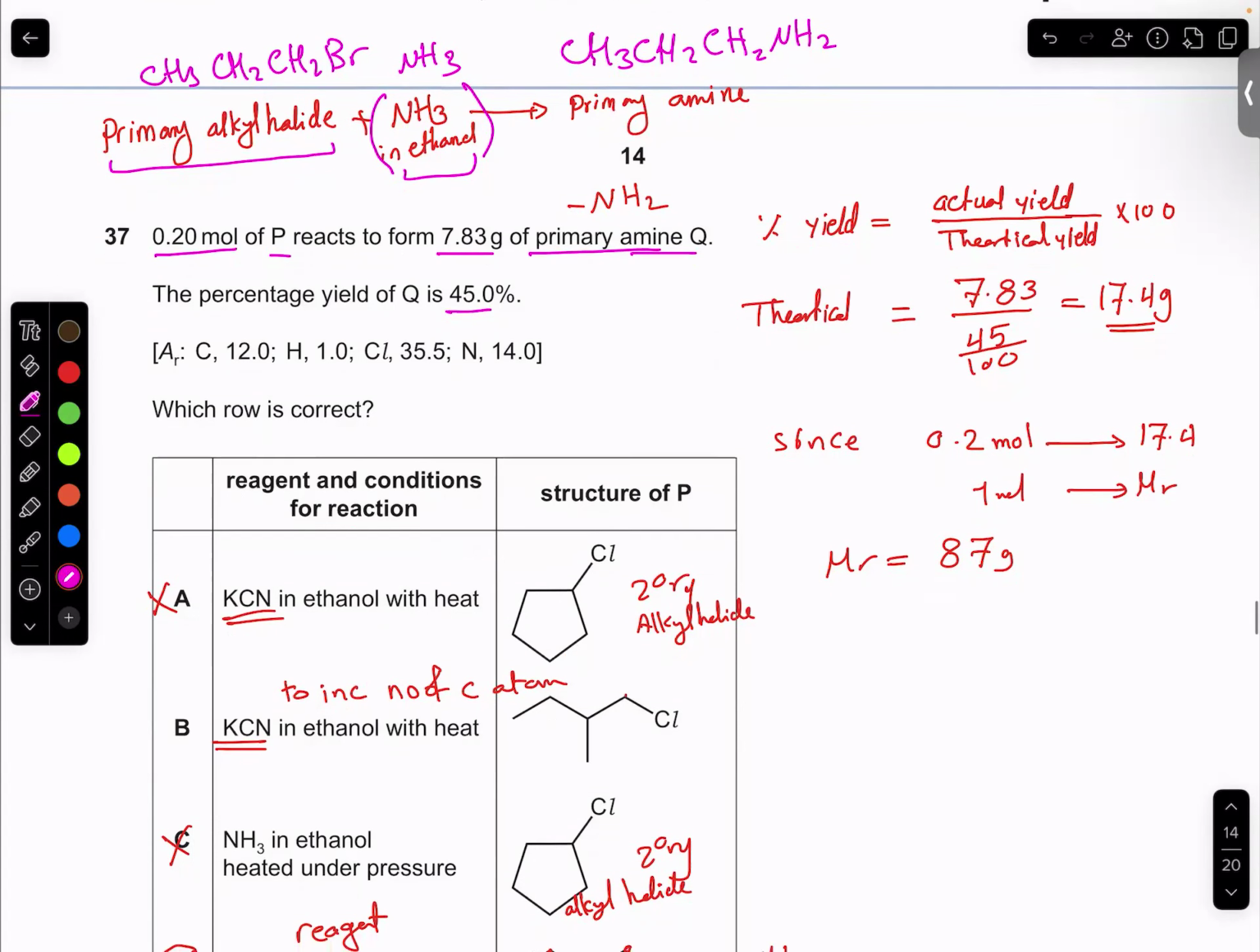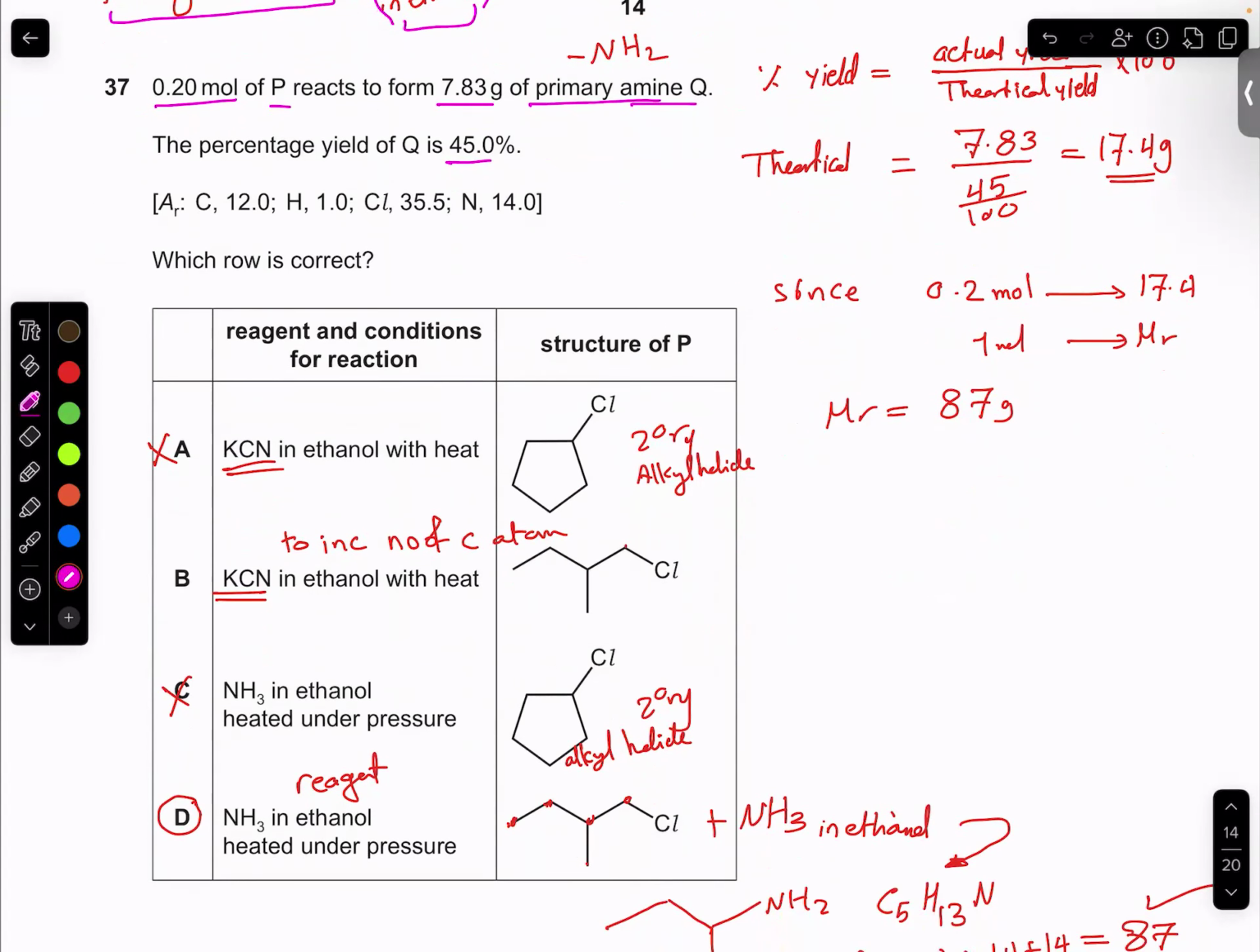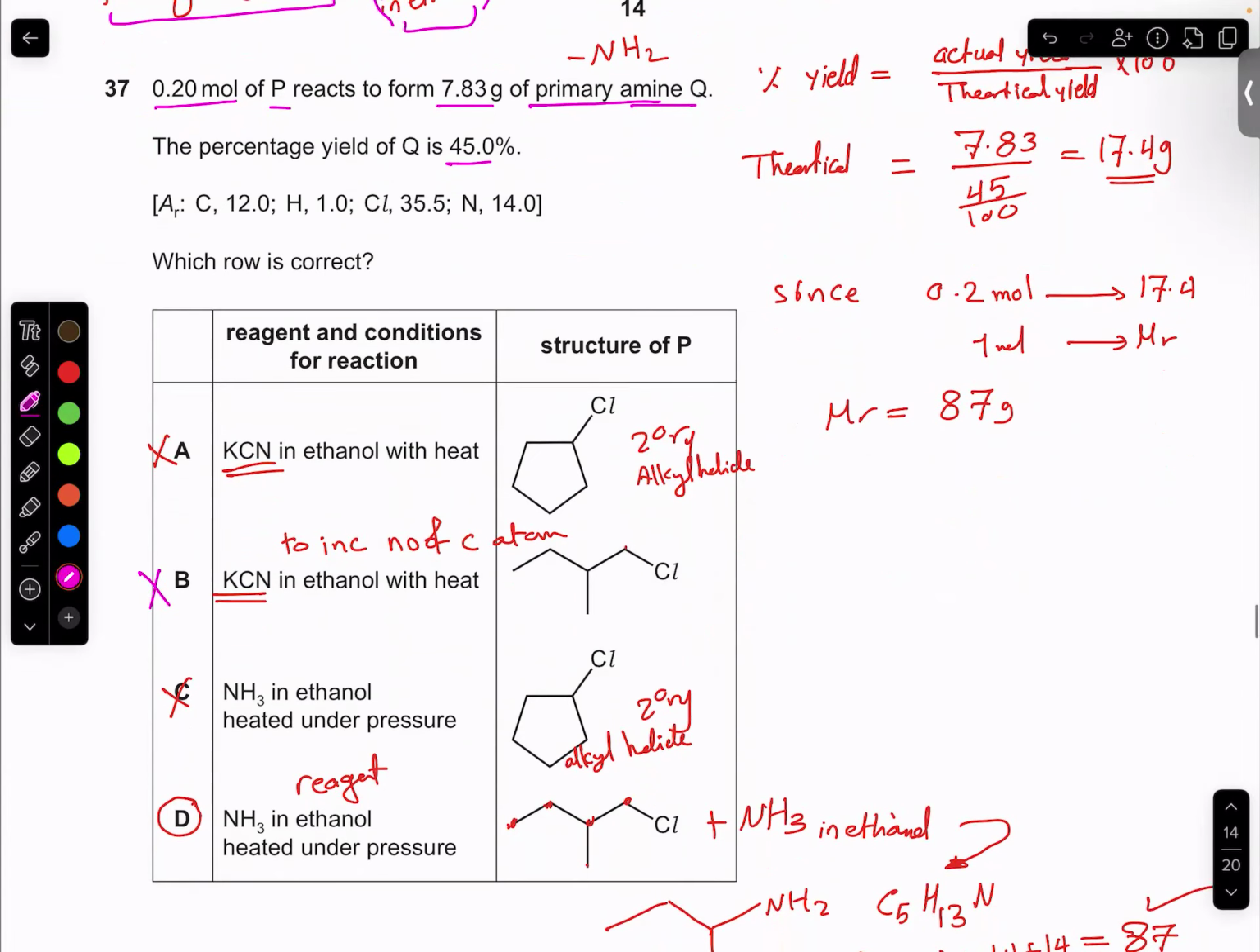So A and B are wrong because the condition is not there. We need NH3 in ethanol. So C and D could be the answers. But C, this is a halogenoalkane, but is this a primary halogenoalkane? No, it's not. It's a secondary halogenoalkane, or secondary alkyl halide. So C is wrong, so the answer is D.